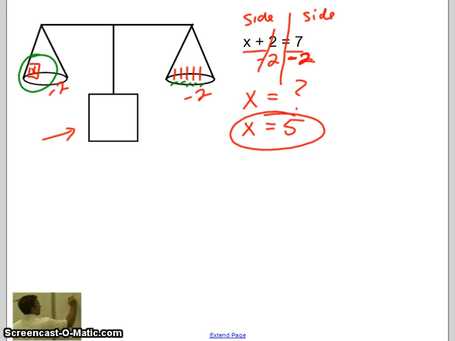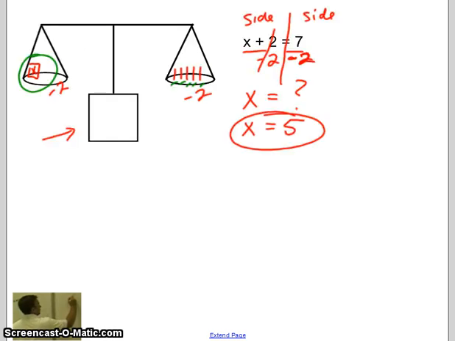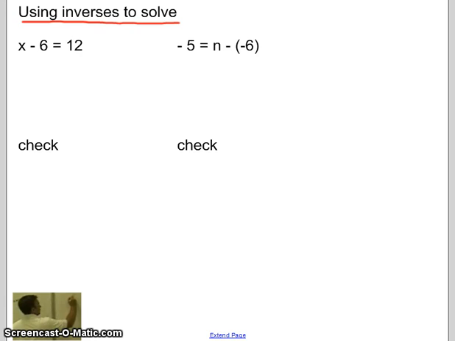Alright, let's look at this more algebraically. What we did on the previous problem, we used inverses to solve. It was plus 2 on our previous problem, so we subtracted 2. So what we're going to do is use inverses to solve each equation.